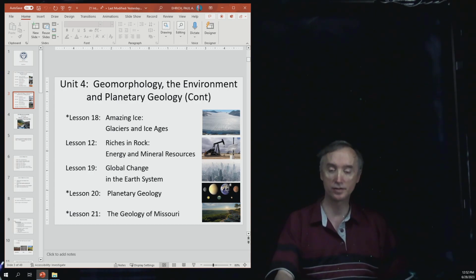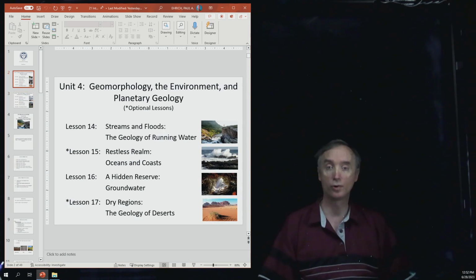Now you'll notice that some of these lessons have an asterisk. That meant that they were optional lessons, so what you need to do is check with your particular instructor to find out whether those lessons are going to be on the Unit 4 exam. I'm going to cover all of these lessons and review them, but you want to find out if there are any of these lessons you don't really need to worry about.